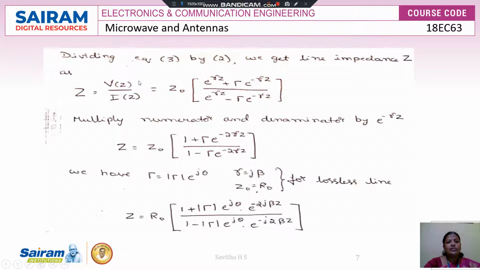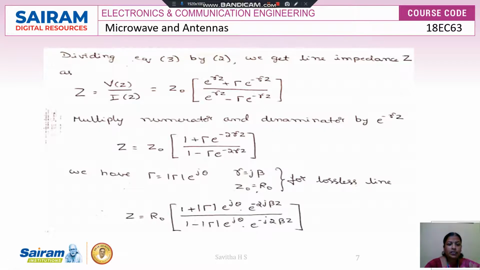Now dividing equation 3 by 2, that is Z is equal to V of Z by I of Z. Substituting both the values and multiplying the numerator and denominator by e to the power of minus gamma Z, e to the power of 0 gives the value 1. So this is 1 plus the reflection coefficient times e to the power of minus 2 gamma Z, and in the denominator also 1 minus the reflection coefficient times e to the power of minus 2 gamma Z.